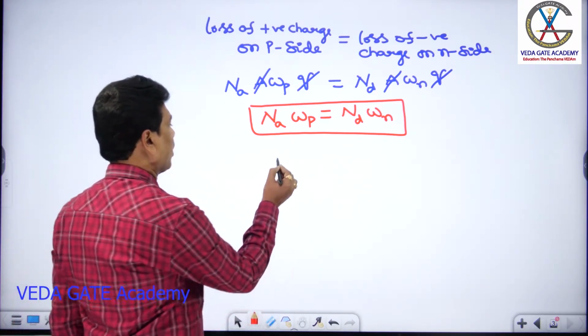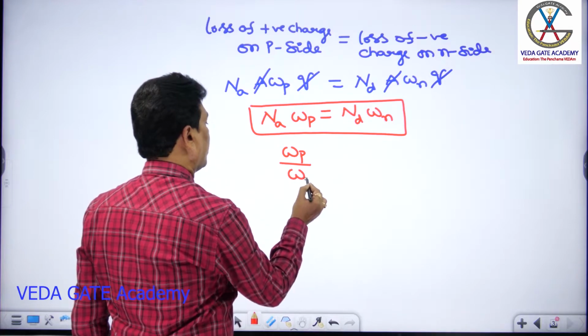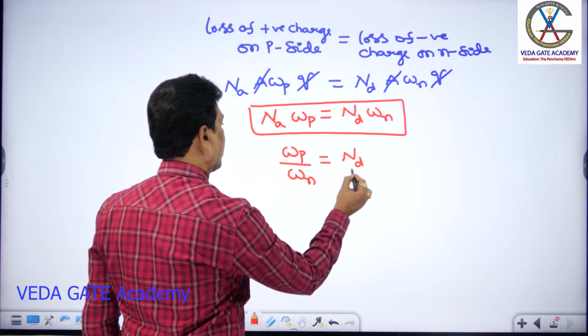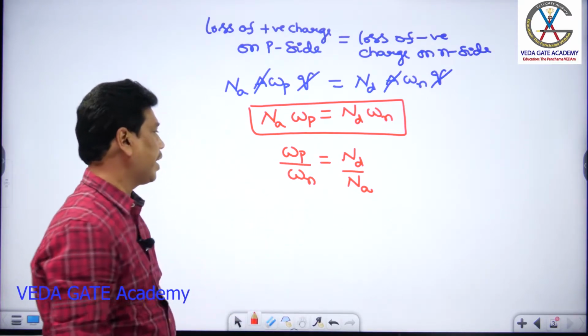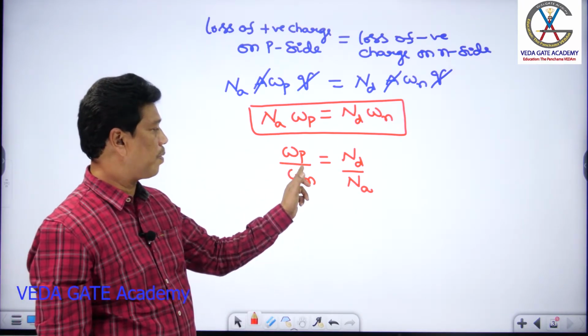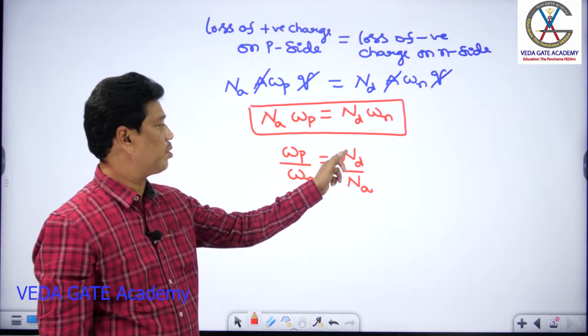So now we can rewrite this: WP by WN equal to ND by NA. From this you observe that the width of the barrier on P side is inversely proportional to doping, and the width of the barrier on N side is inversely proportional to doping.